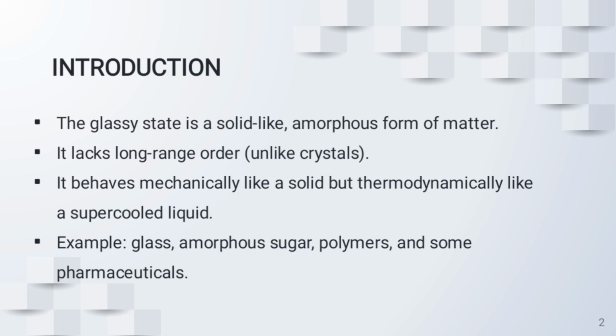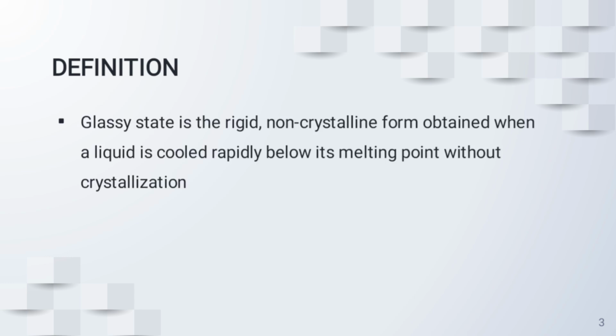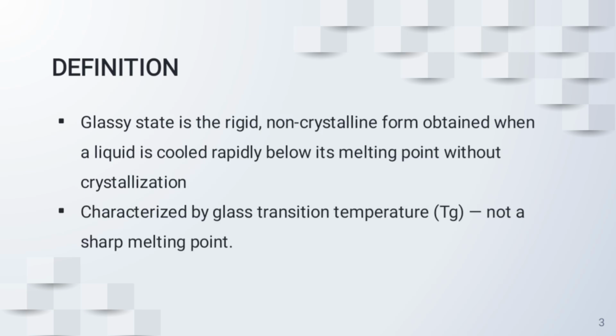Okay, now let's move to the next point, that is the definition. So, students, the glassy state is the rigid, non-crystalline form obtained when a liquid is cooled rapidly below its melting point without crystallization. It is characterized by a transition temperature, Tg, not a sharp melting point. Unlike crystals that have a sharp melting point, glasses soften gradually over a certain temperature range called the glass transition temperature, or Tg.